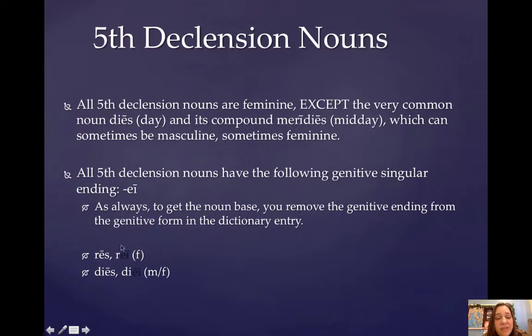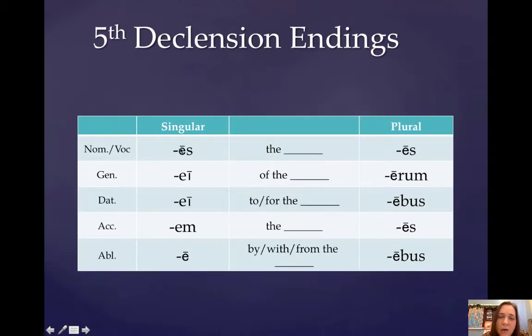Okay, once you have this noun base, then you just need to add the fifth declension endings onto the noun base. Our endings are es, ei, ei, em, e. Es, erum, ebus, es, ebus. And as you can tell, like the fourth declension, there's a vowel that is sort of indicative of the declension. So the fourth declension vowel is u, right? Everything has a u. And for the fifth, it's e, okay?